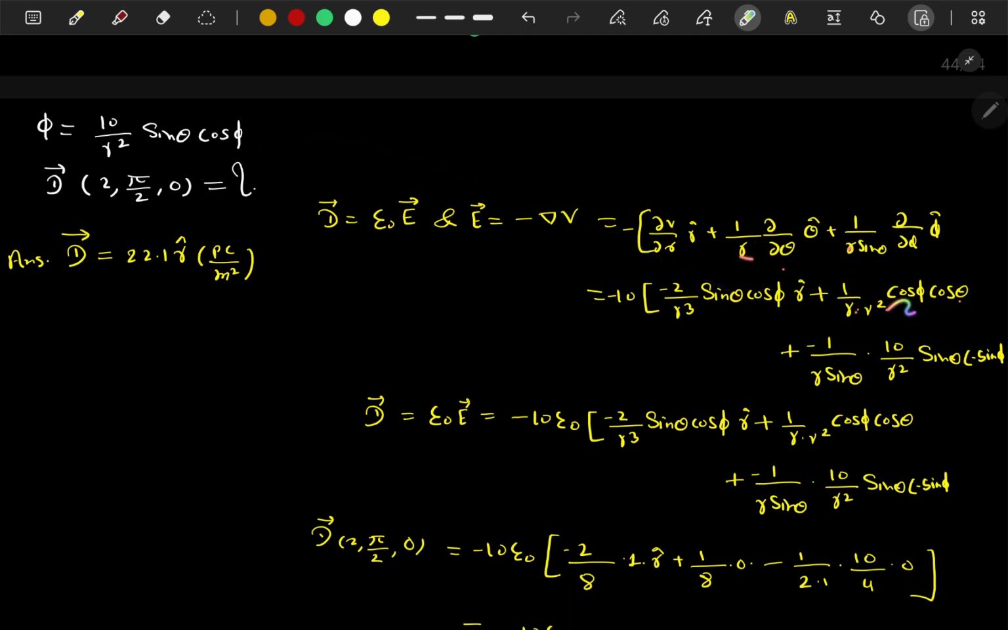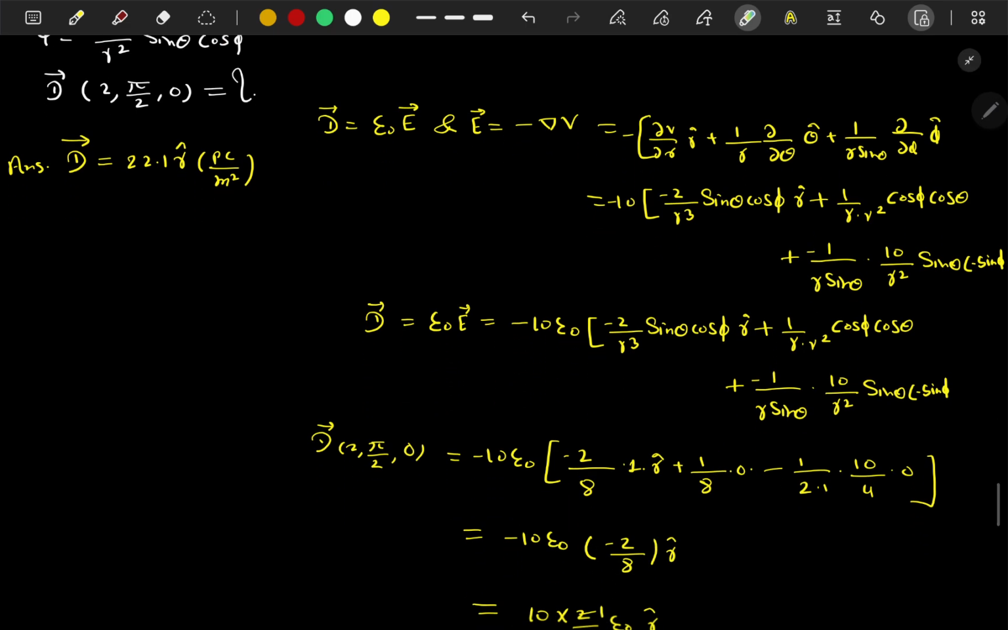So cos phi will be out and sin theta derivative will be cos theta, and again it goes on: 1 upon r sin theta, 10 upon r square sin theta, and cos phi differential is minus sin phi. So in the next step what will you calculate? D equal to epsilon naught times E. So multiply this whole thing with epsilon naught, so we are left with this part same.